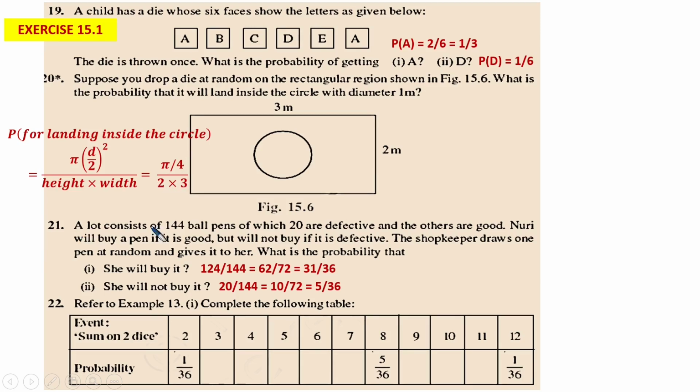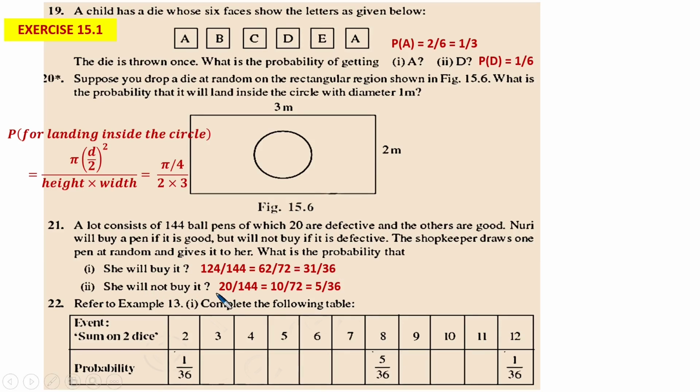Next exercise. A lot consists of 144 ball pens, of which 20 are defective and the others are good. Nuri will buy a pen if it is good, but will not buy if it is defective. The shopkeeper draws one pen at random and gives it to her. What is the probability that she will buy it? So since 20 are defective, that means 124 are good, so she will buy it with a probability of 124 by 144, that is 31 by 36. Just check your solution in your textbook.